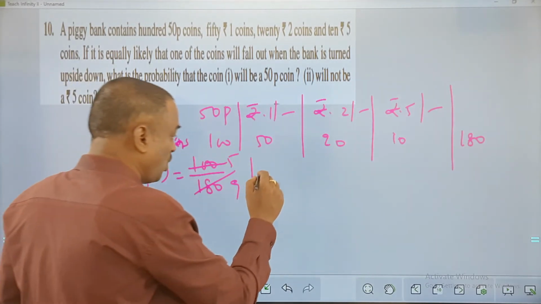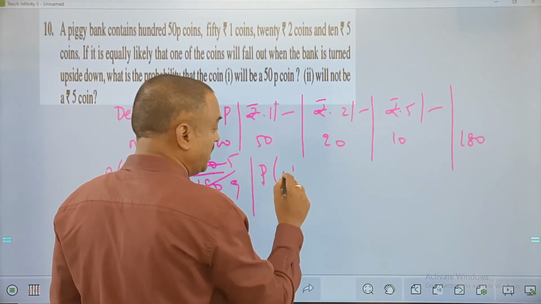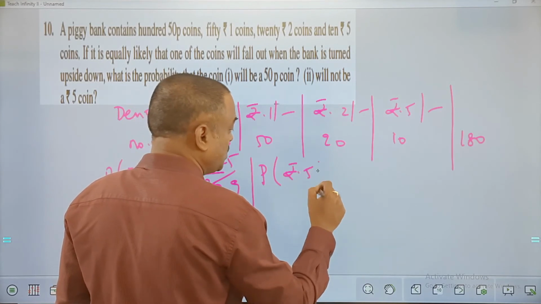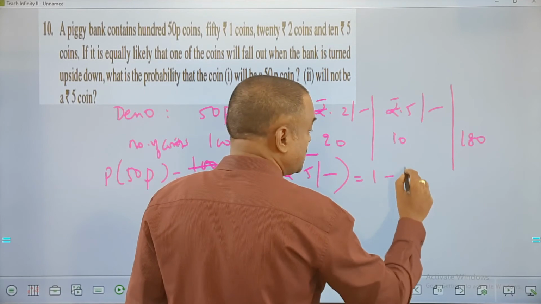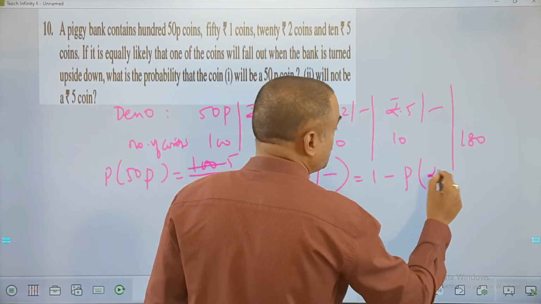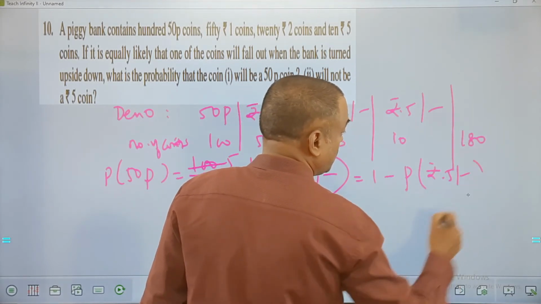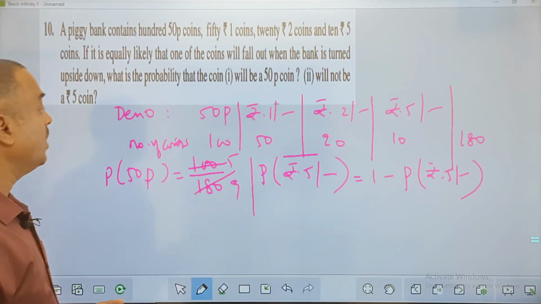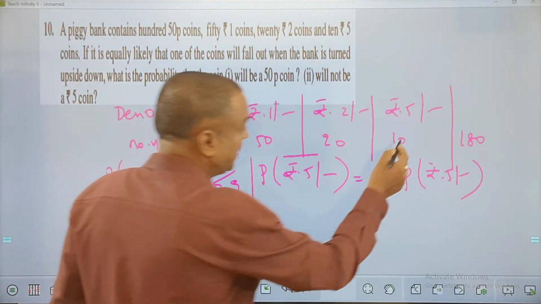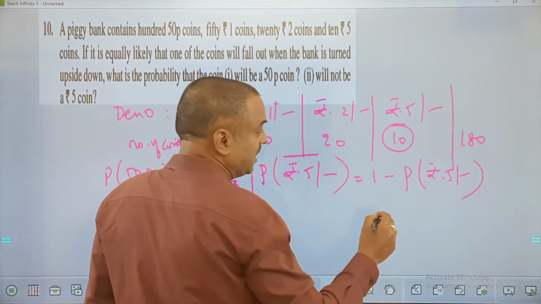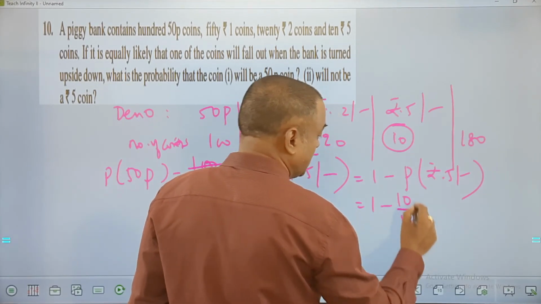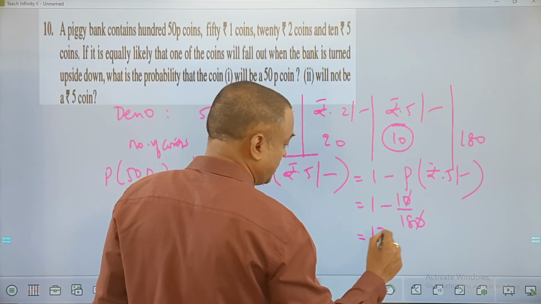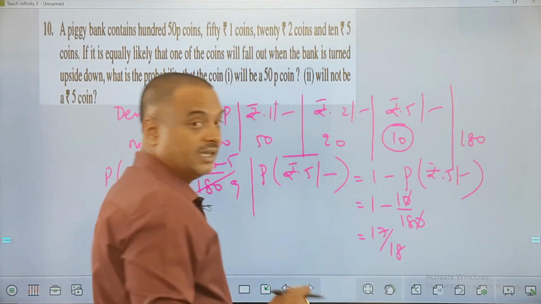Next one: the coin will not be a 5 rupee coin. Sir, how do I write this? It should not be a 5 rupee coin, so 1 minus the probability of a 5 rupee coin. Find out the probability of a 5 rupee coin. How many 5 rupee coins do we have? 10. So this is 1 minus 10 by 180. 0, 0 cancel. This gives 17 upon 18 as the answer.